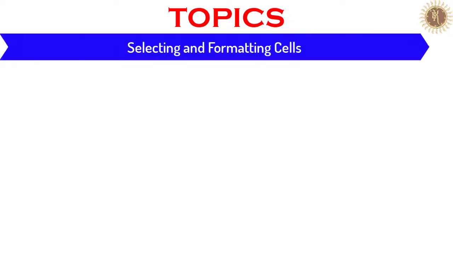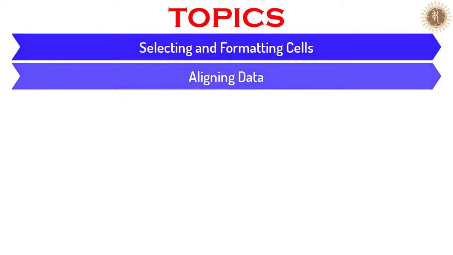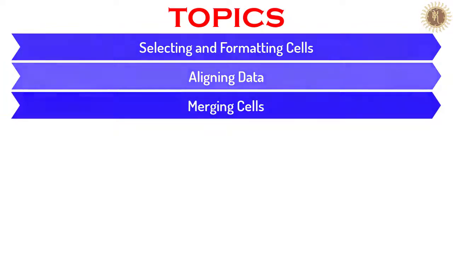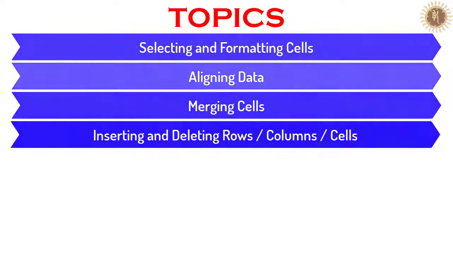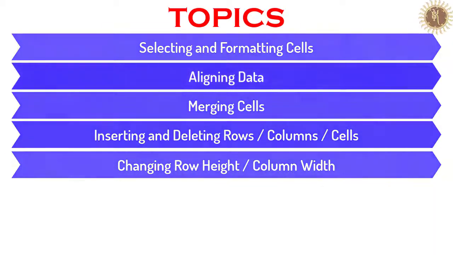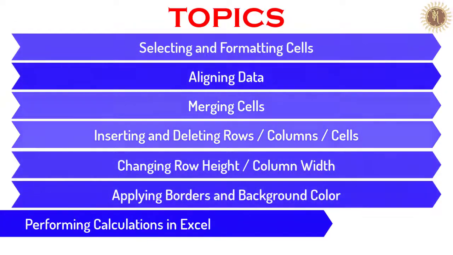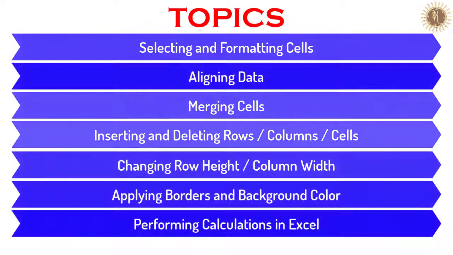And even you can decide the borders and the colors of border cells, etc. So first let us see the topics of this lesson: selecting and formatting cells, aligning data, merging cells, inserting and deleting rows, columns, cells, changing row height, column width, applying borders and background color, performing calculations in Excel.